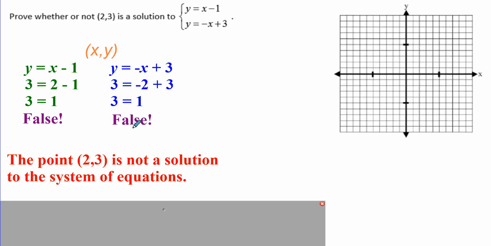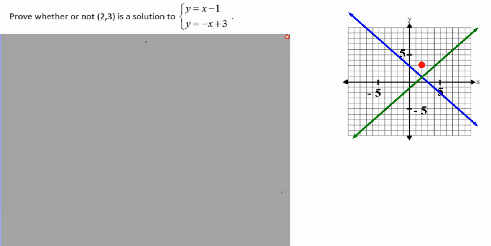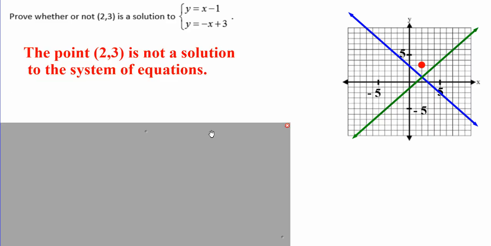Now, if you didn't realize that you could do the substitution like we'd done before, you could always graph your equations. The first one has a y-intercept at -1 and a slope of 1, and the second one has a y-intercept of 3 and a slope of -1. And we could see if they are intersecting at the point 2, 3. So if we look at your graph, our first line is in green and our second is in blue. And notice that they do intersect, but they're not intersecting at the point 2, 3. Therefore, it's not a solution to the system of equations. So you could also prove it graphically.